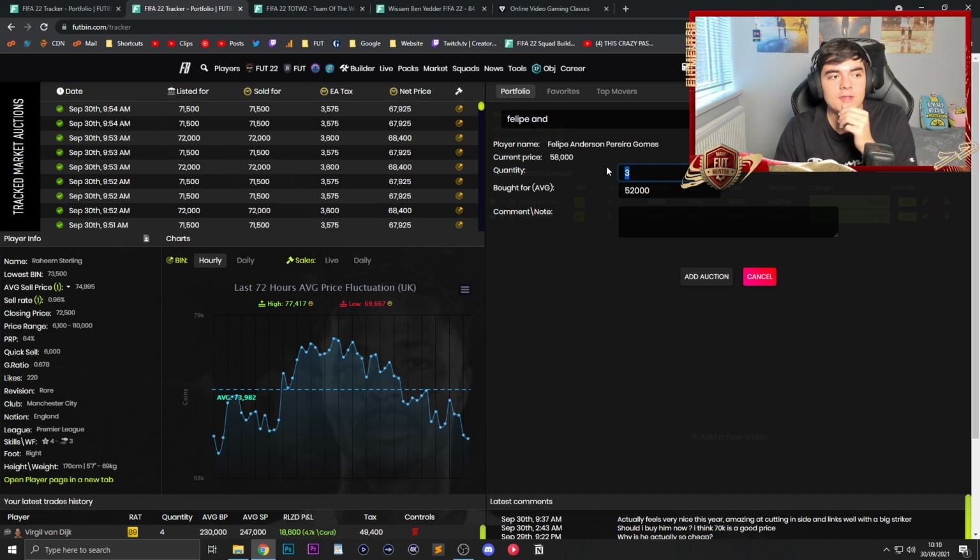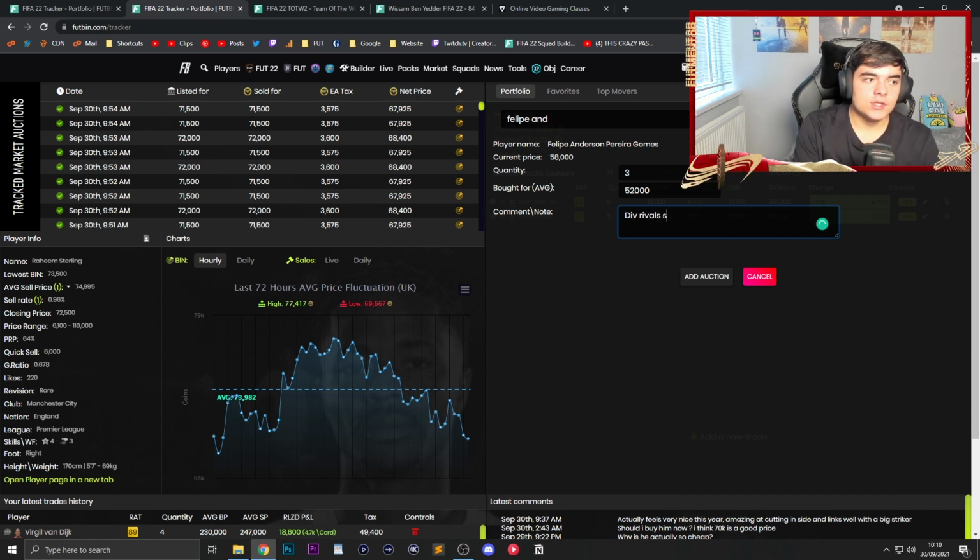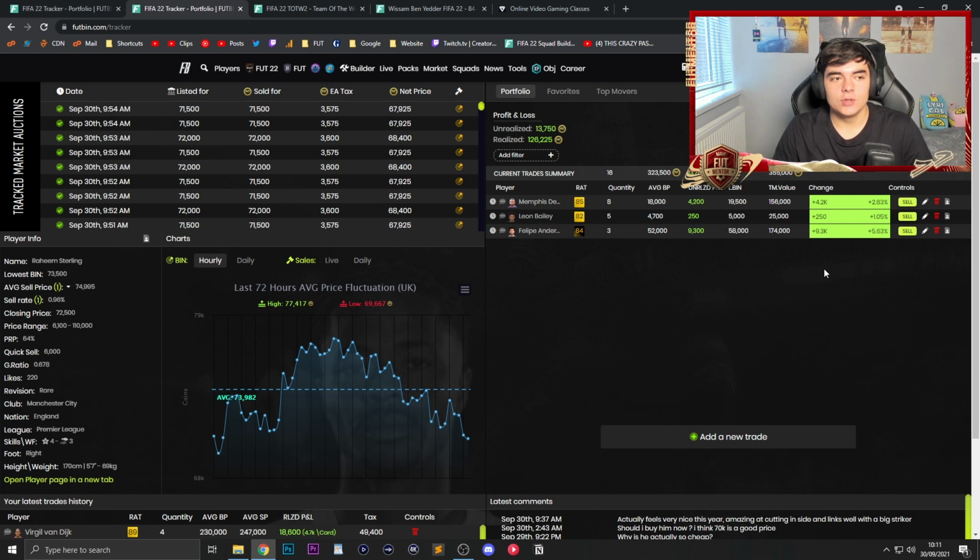So I've got three of them. The quantity is three. If you just got one, then just put in one, of course, and bought for the average. So what price you bought him at. You can put a comment as well, maybe Div Rivals supply, and I'm actually planning to sell him, or I can instead say sell in maybe like 5 hours, something like that. A little note for me, or the exact time, you could maybe write down a comment, but that's not necessary. Usually I don't put comments on it.